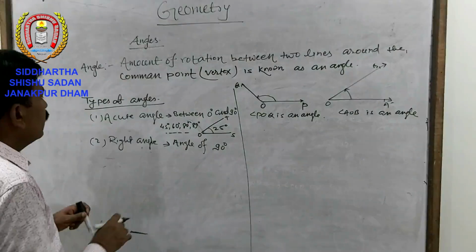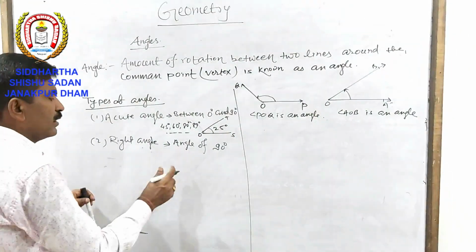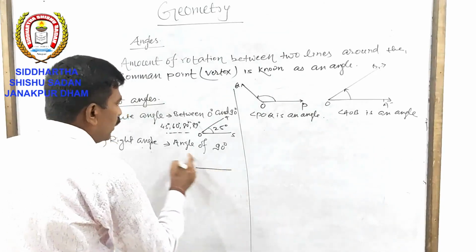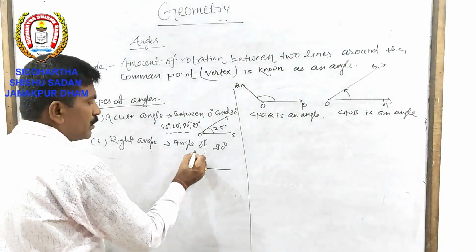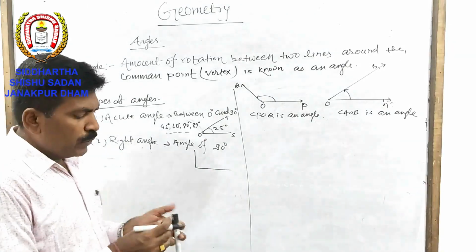Now next one is a right angle. Right angle means just an angle of 90 degree. That means just what I have shown you here.